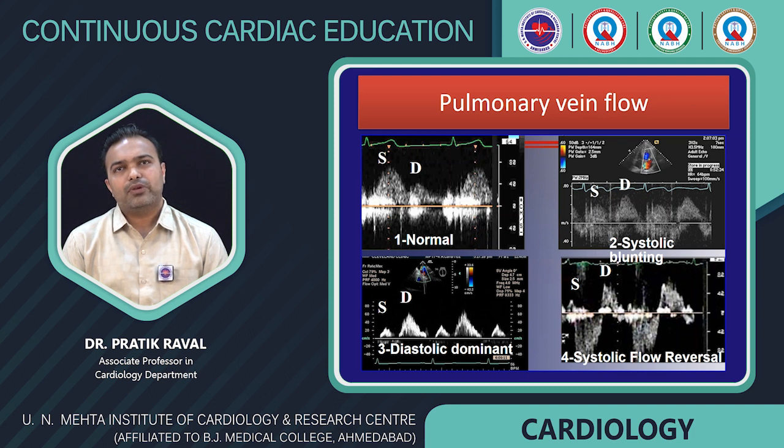Normally, the pulmonary venous flow has a systolic dominance, meaning the pulmonary venous flow is more prominent during systole as compared to the diastole. As the mitral regurgitation severity increases, the systolic flow increasingly gets blunted, and in patients with severe MR, the systolic flow becomes reversed altogether.